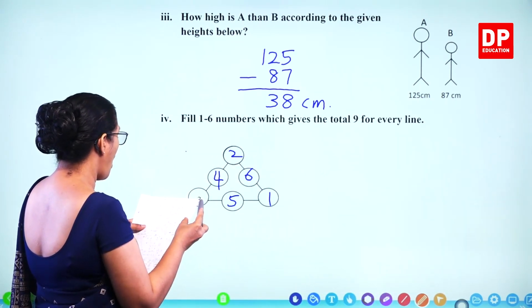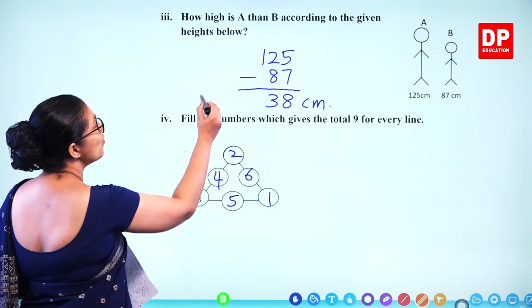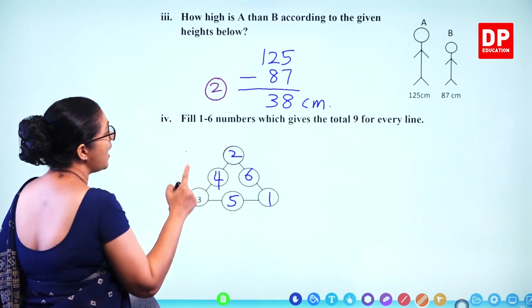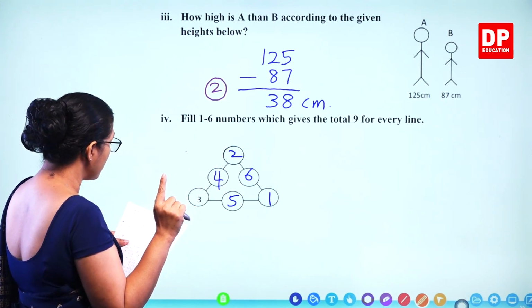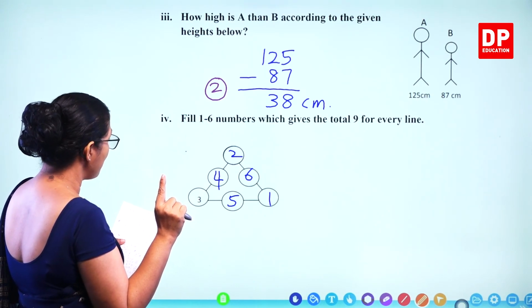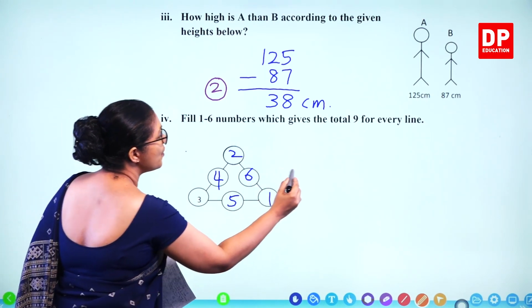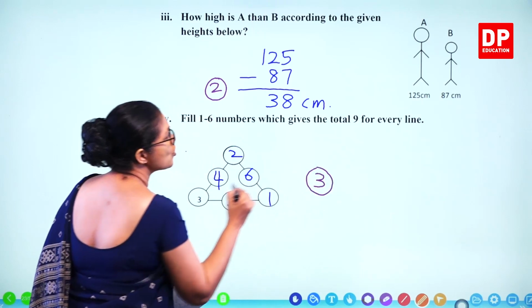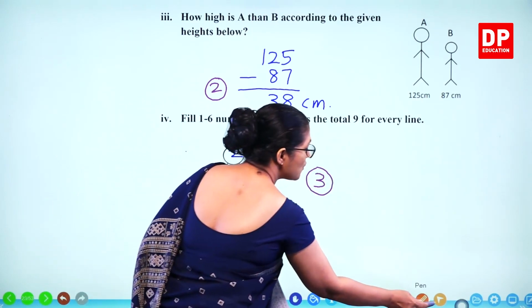So let's see how many marks. You get 2 marks here. And how many marks for this one? So 2, 4, 3, 5, 1, 6. You get 3 marks for this question. Let's do the next one.